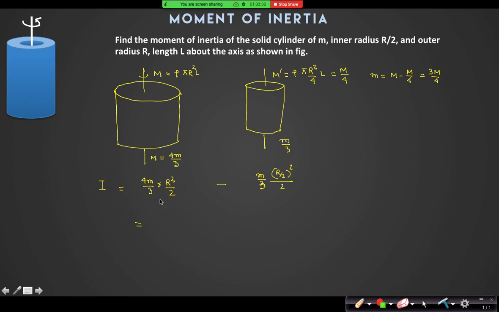So it is 2 mr square by 3 minus mr square by 24. So 2 by 3 minus 1 by 24. 2 by 3 means 16 by 24, and 16 by 24 minus 1 by 24 is 15 by 24. If you cancel with 3, it is 5 by 8.